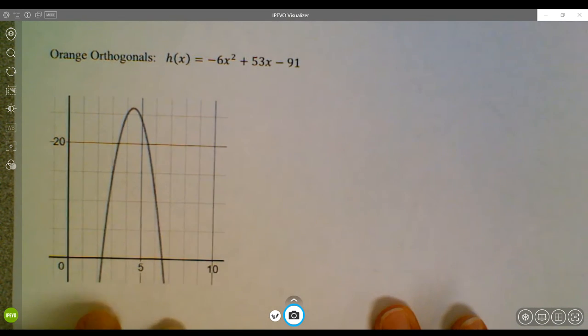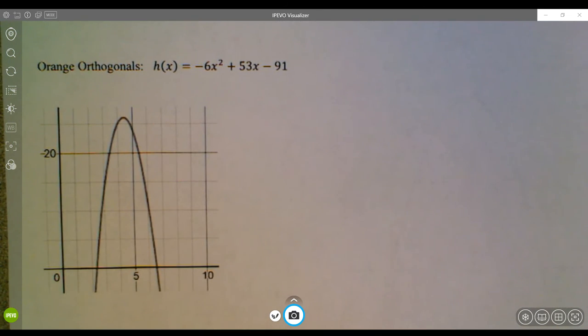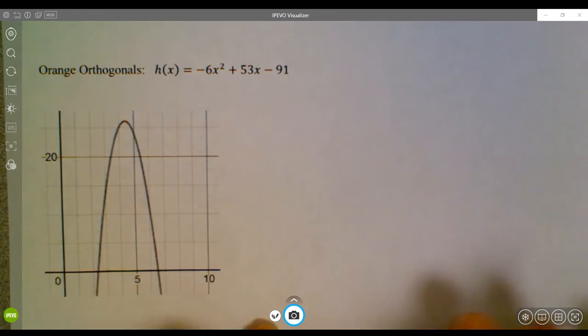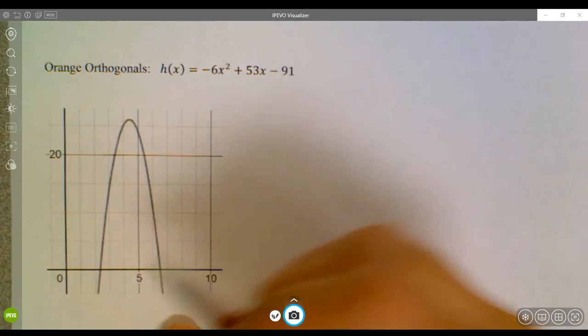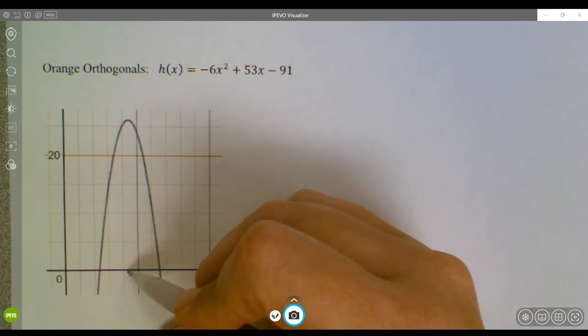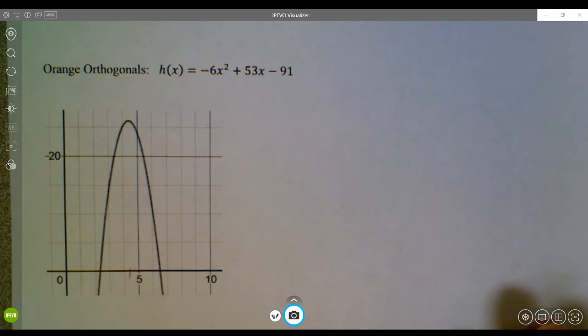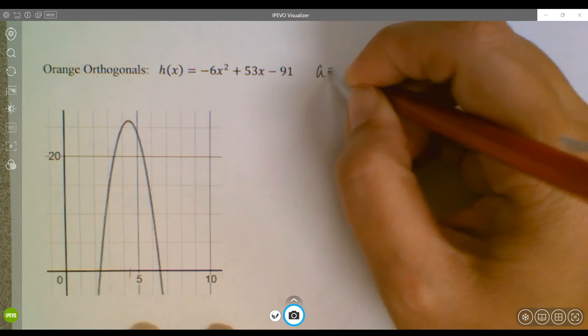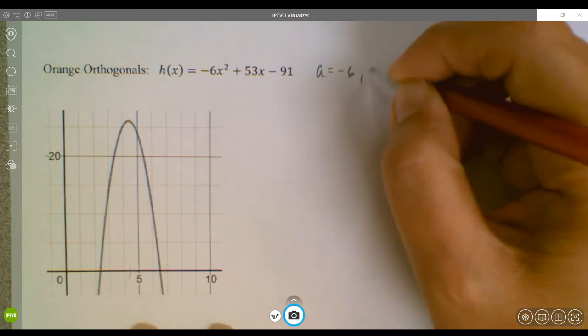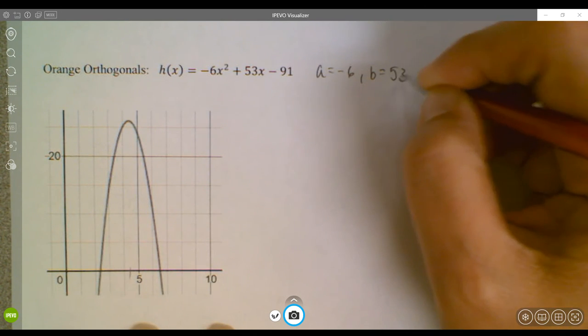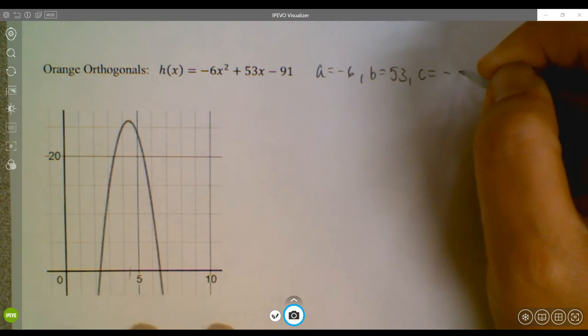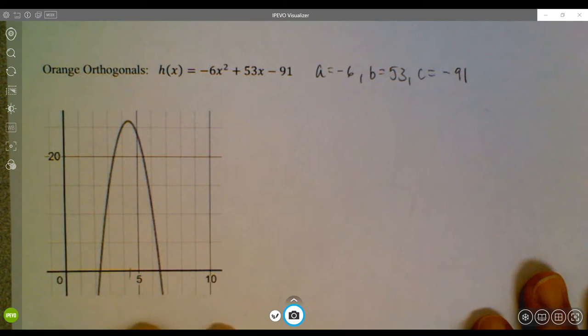All right, and so my last one is orange orthogonals. It's already spelled out for us. Again, you can see the graph. You see that my maximum should occur before 5. So I'm going to assign A equals -6, B equals 53, and C equals -91.